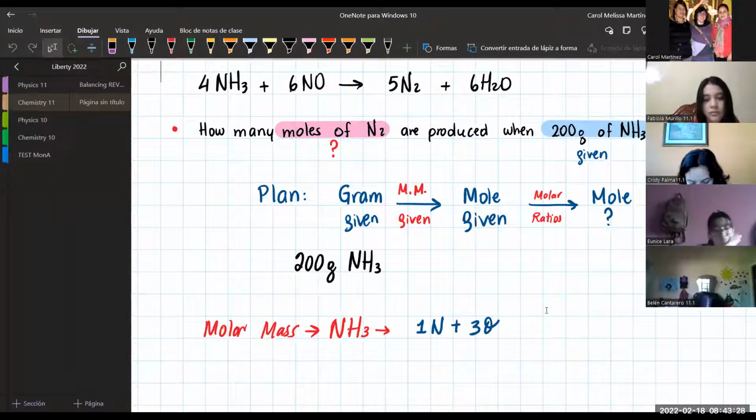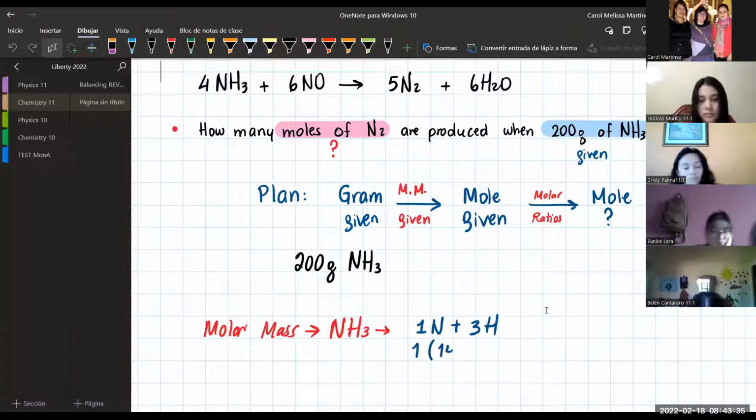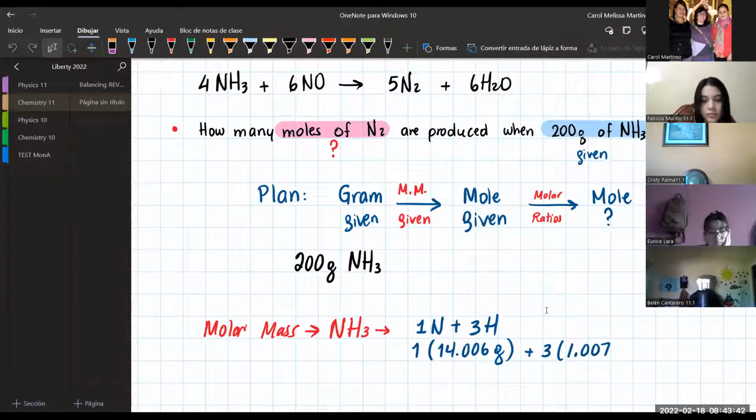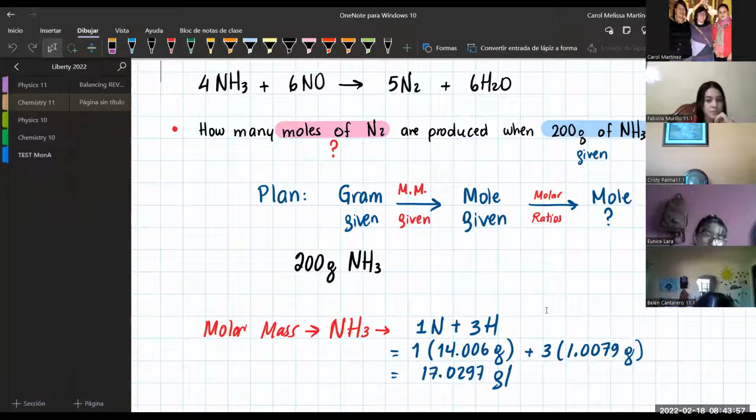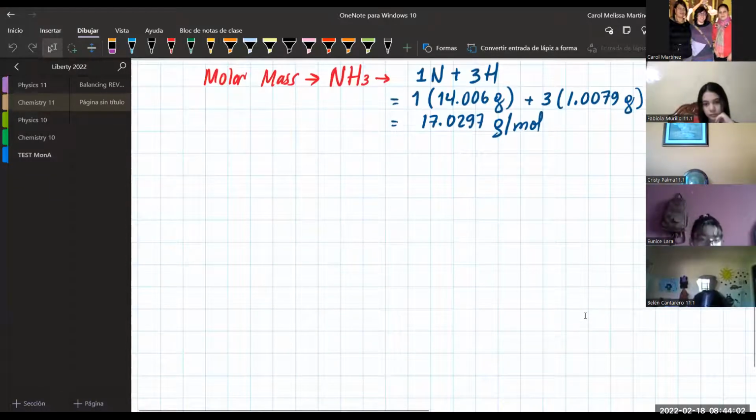We add one nitrogen plus three hydrogens. In total, the molar mass is 17.0297 grams per mole. I'm reviewing this because you always have this doubt.